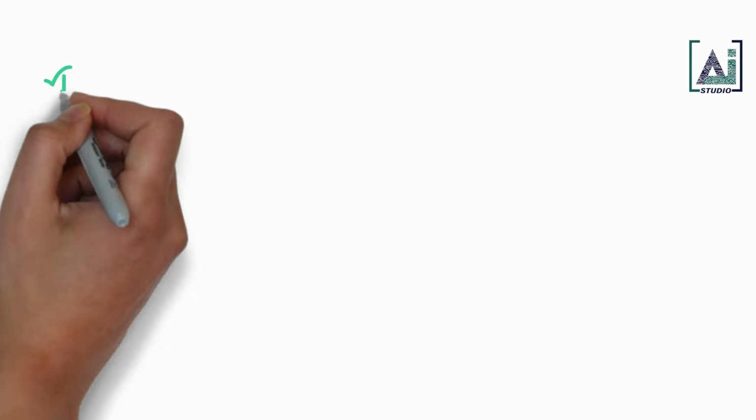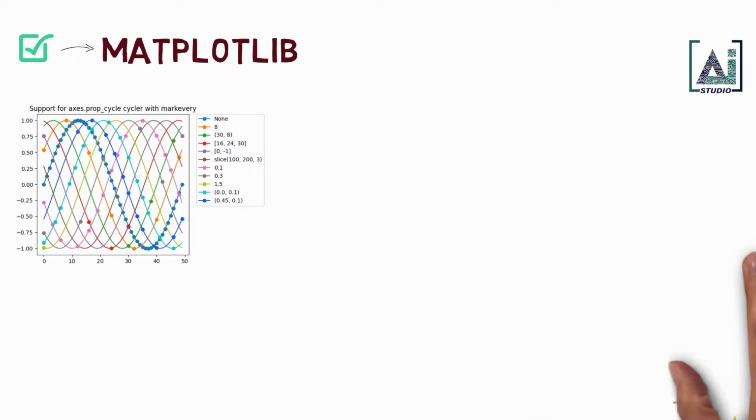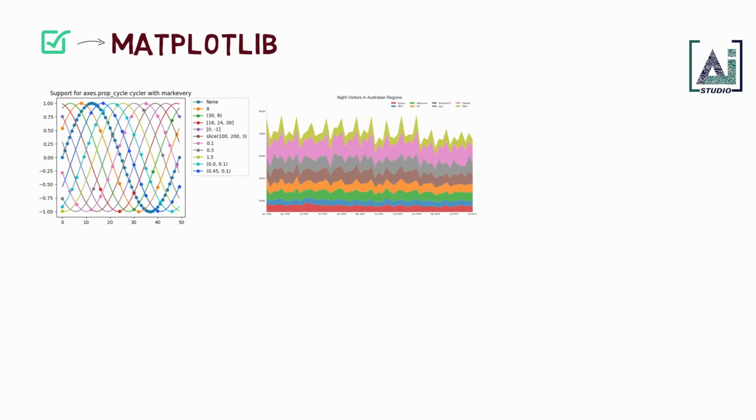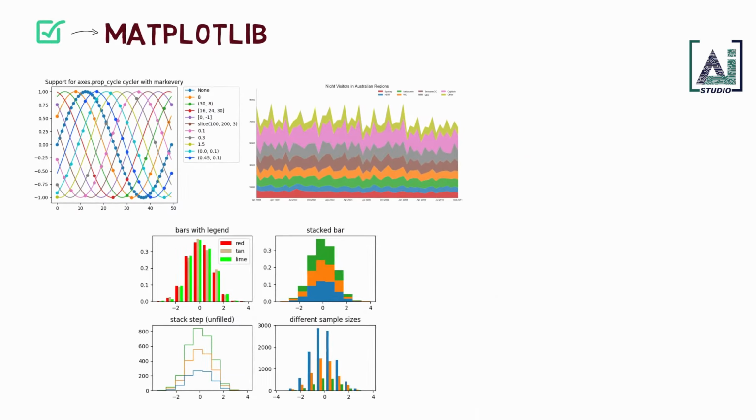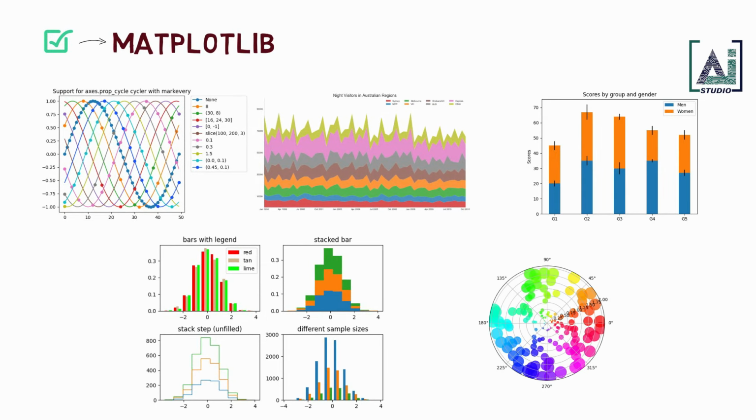The third library that we are going to study is Matplotlib. We are going to discuss how we can make simple plots through it, how we can make area plots, how we can make histograms, bar charts, and how we can make pie charts with the help of Matplotlib.